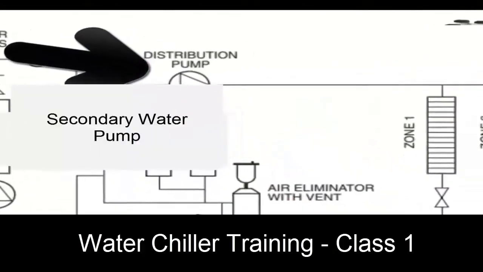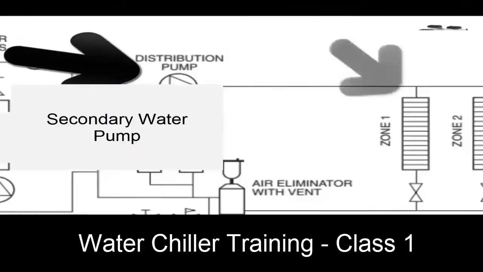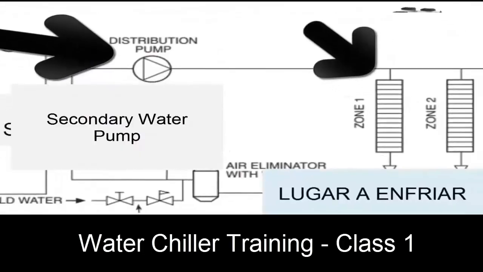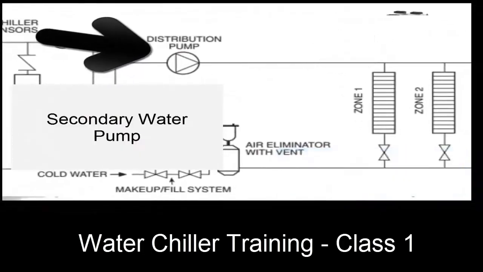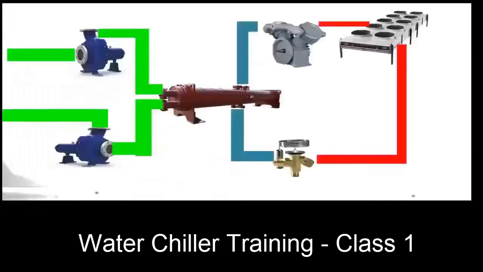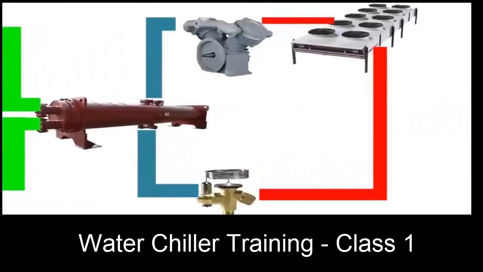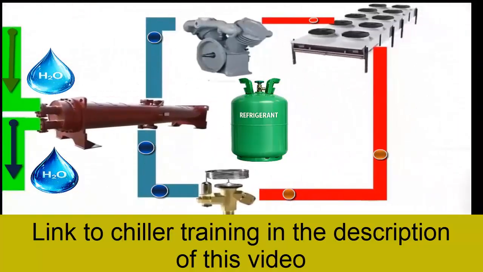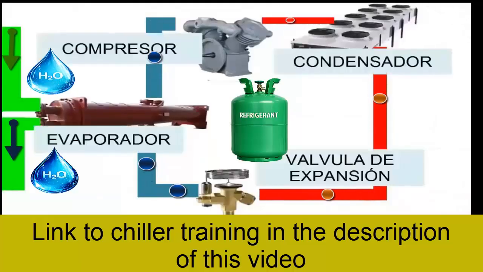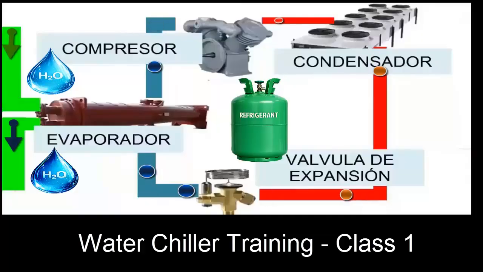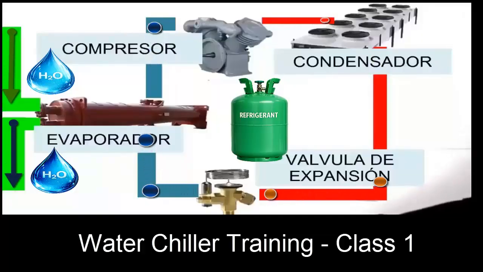The primary pump is responsible for taking the water to the chiller. Below that, we have the secondary pump. The secondary pump is in charge of carrying the water to the application, that is, taking the water to the point where cooling is needed. The secondary pump delivers the required flow and pressure to bring the water to the desired location. That is what we have on the left, the chilled water circuit. On the right, we have the refrigeration circuit, which we will explain next.